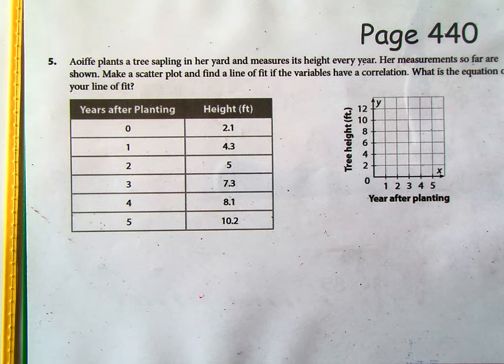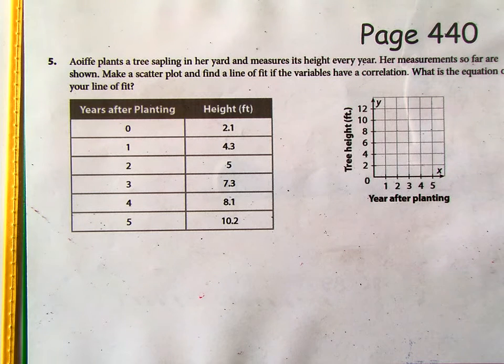So let's get started. Okay, here it says Aoife plants a tree sapling in a yard and measures its height every year. Her measurements so far are shown. It says make a scatter plot and find the line of fit if the variables have a correlation. What is the line of correlation, or what is the line of fit?